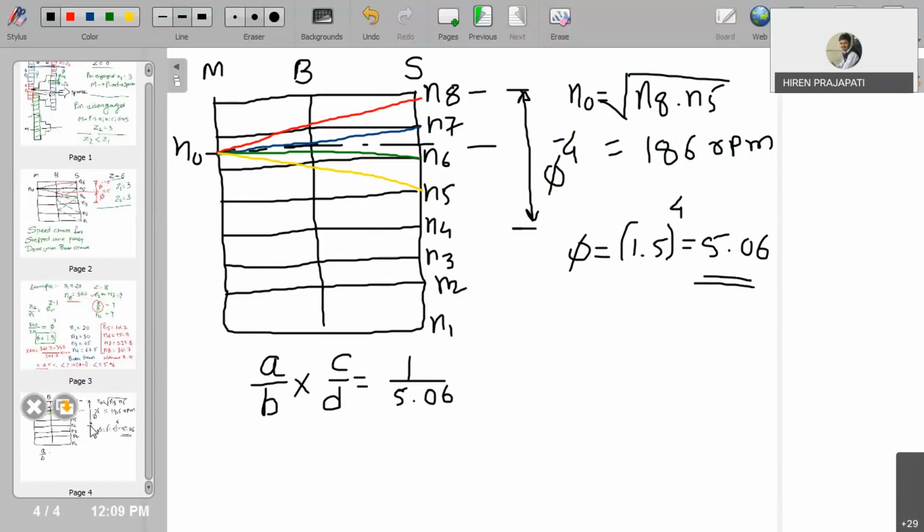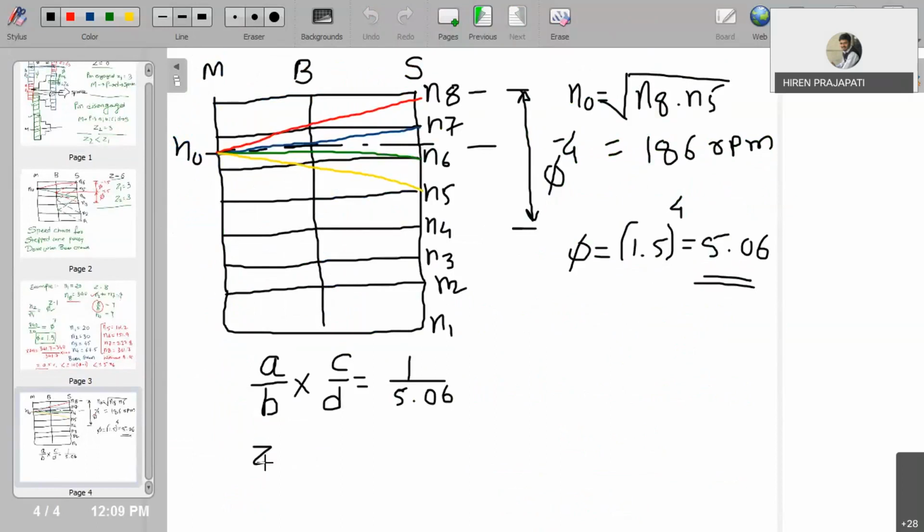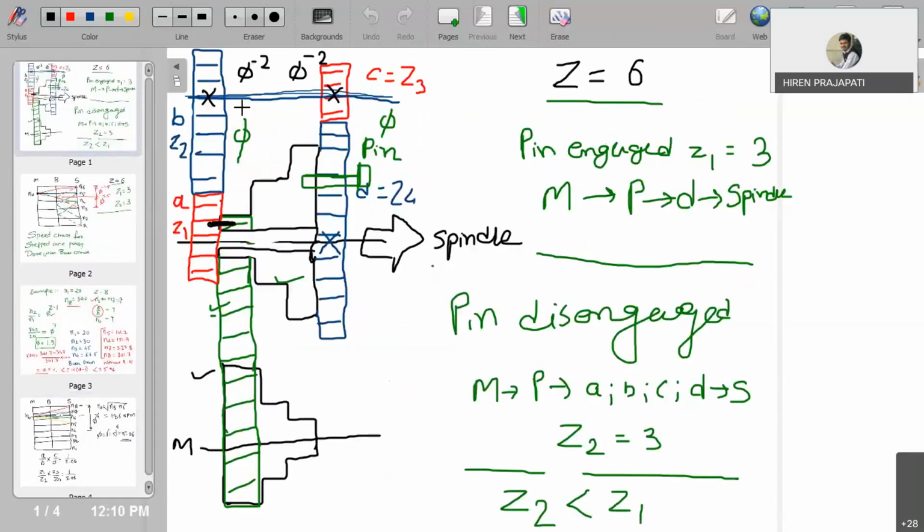So this is what AB means. A and B stand for the number of teeth on gears AB and CD. So here you can see this Z1 is nothing but directly taken as A, or if you write it in the same manner, then Z1 to Z2, Z3 to Z4 should be 1 by 5.06, right?